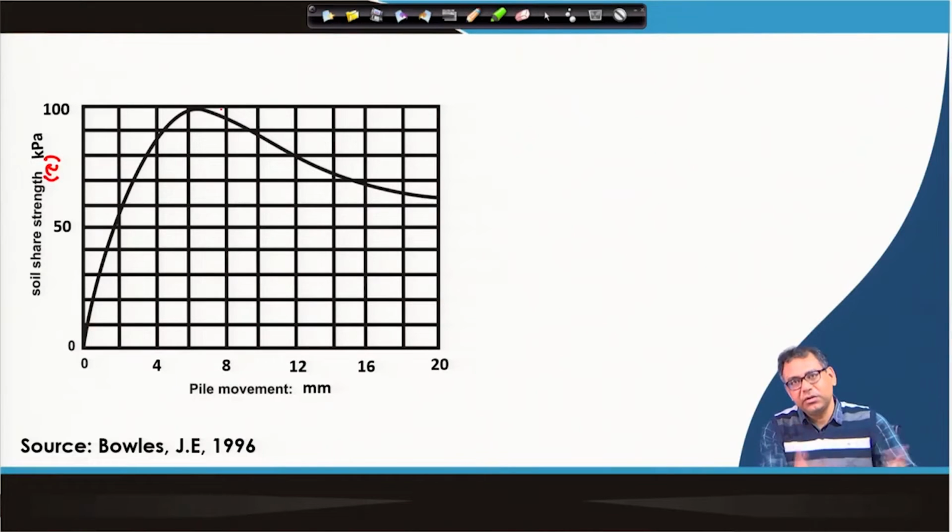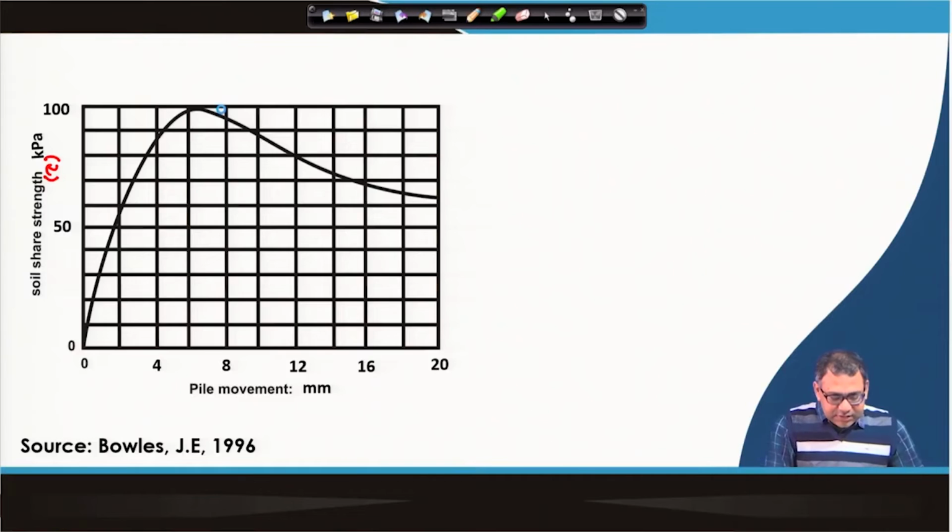In your case, you can also use this chart, but if you can generate this type of curve for your own soil, that will be better. Otherwise, you can use this curve. So, I will use this curve to explain this particular problem. By field instrumentation, this movement versus shear stress or shear strength curve is generated. Shear strength means tau, the friction resistance that the pile gets for a particular movement.